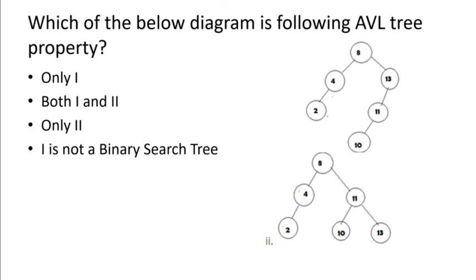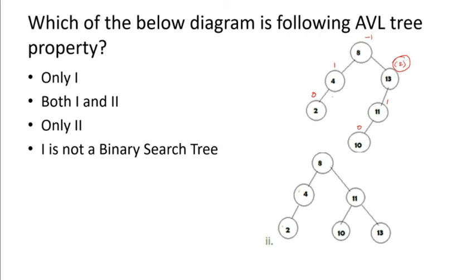So look at 10. What is the balance factor of 10 here? 0. Balance factor of 11 is 1. Balance factor of 13 is 2. And balance factor of 2 is 0. Balance factor of 4 is 1. Balance factor of 8: 1, 2, 1, 2, 3. 2 minus 3 is minus 1. But there is an imbalance here.